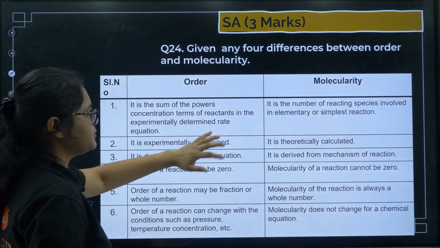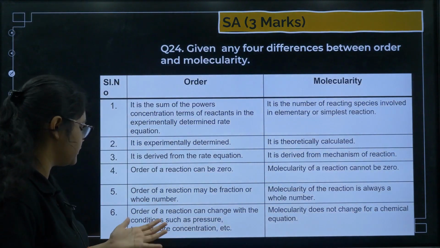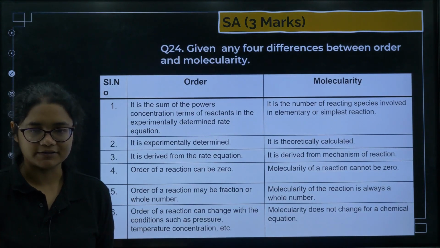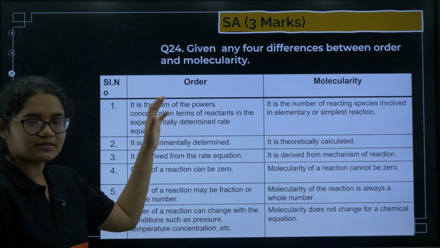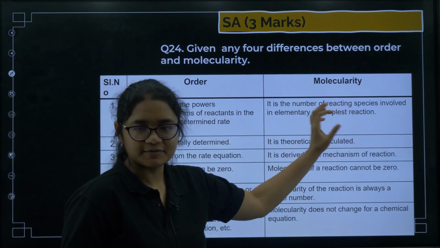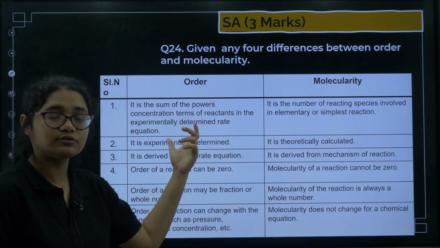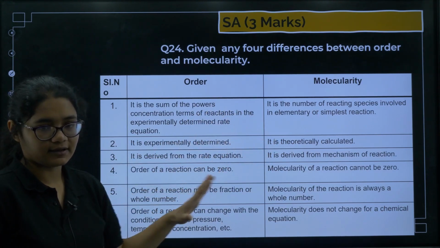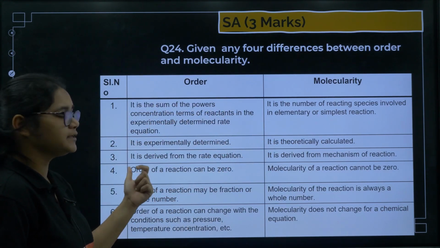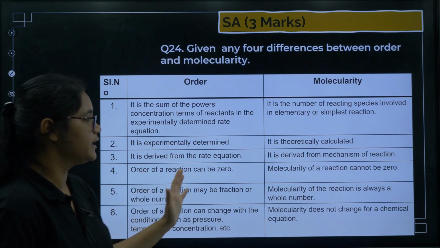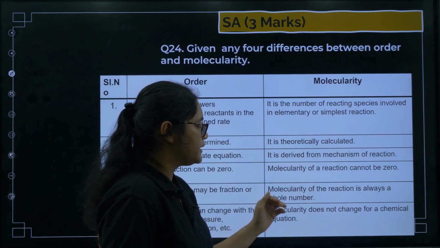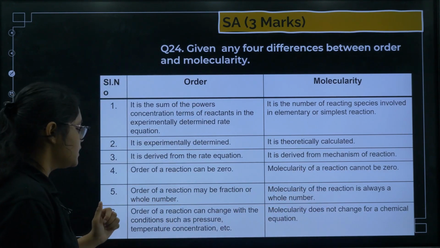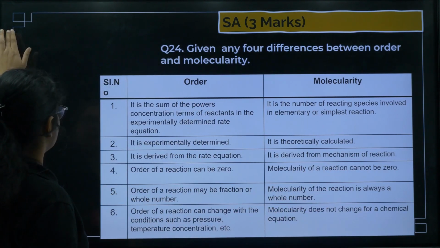Next, we have the difference between order and molecularity. I have given you 6 points. You can just practice any 3, because in the exam you will be asked to write 3 points maximum. Order is the sum of the powers, and molecularity is the number of species reacting. So the first point is the definition. Then order is experimentally determined. Molecularity is theoretically determined. Order can be 0, negative, positive, fraction, anything. Molecularity can only be a whole number; it cannot be 0 or a fraction. So these are the points that you can write down.